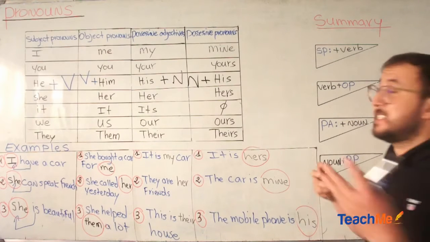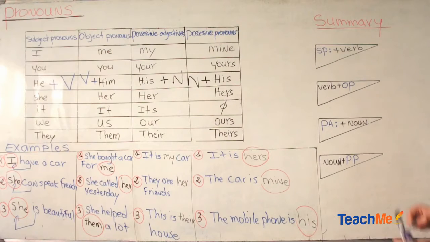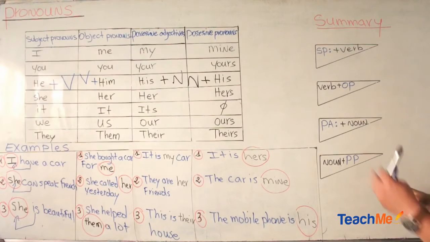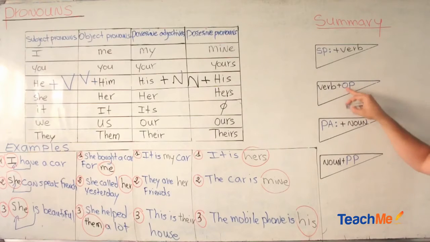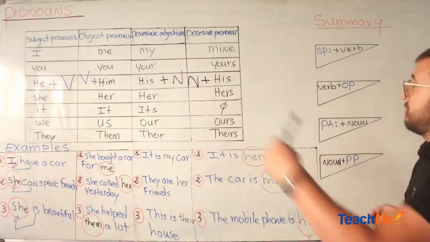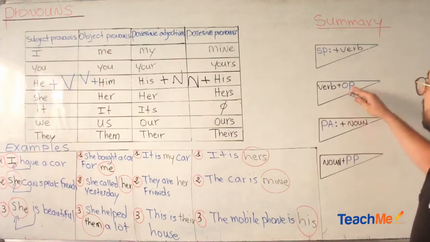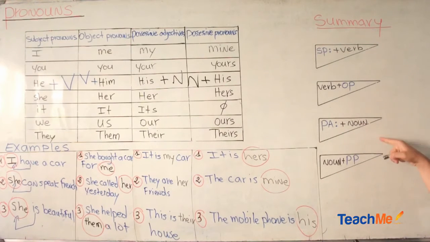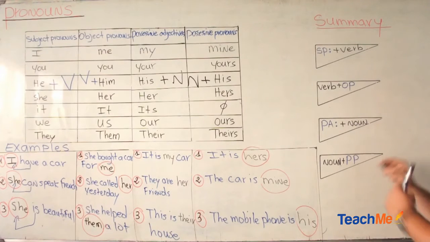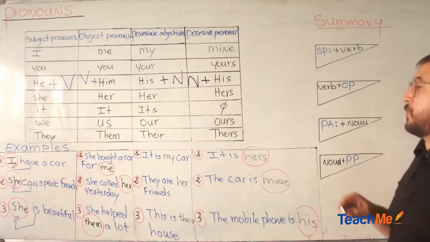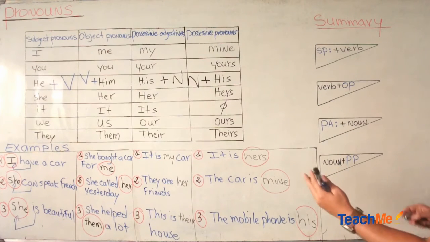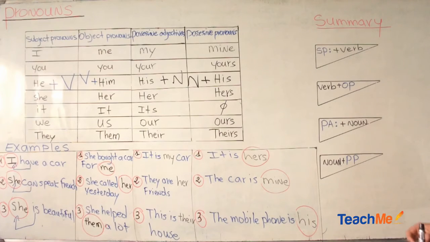So let me repeat. This is like a summary of what we have just said. If we have a subject pronoun, it's always followed by a verb. If we have object pronouns, we always have to put the verb before, right? So we have to put the verb before the object pronoun. And if we have a possessive adjective, the noun follows, right? And if we have possessive pronouns, we have to put the noun before, and then we can use the possessive pronoun.